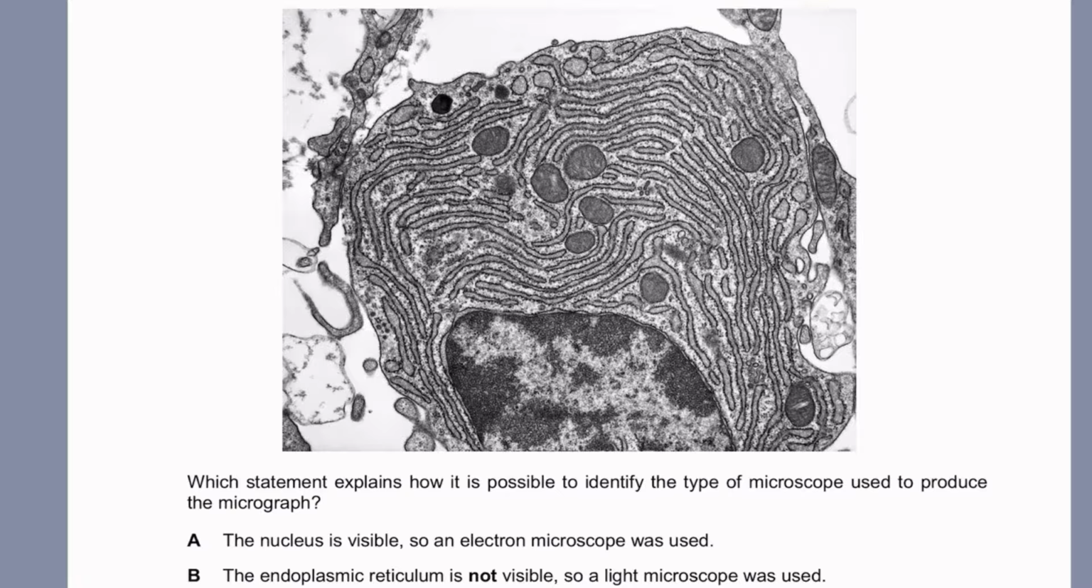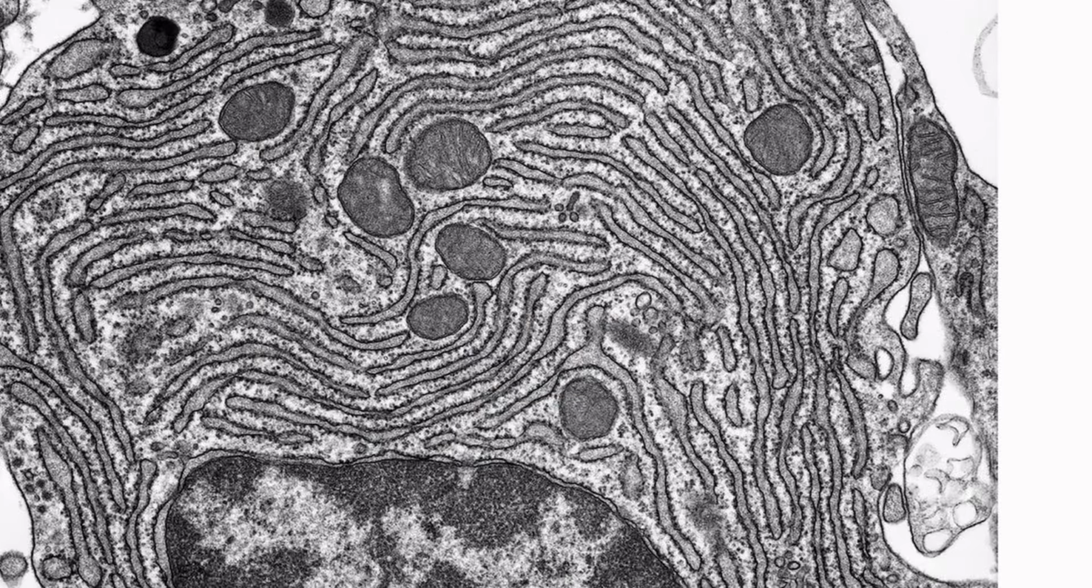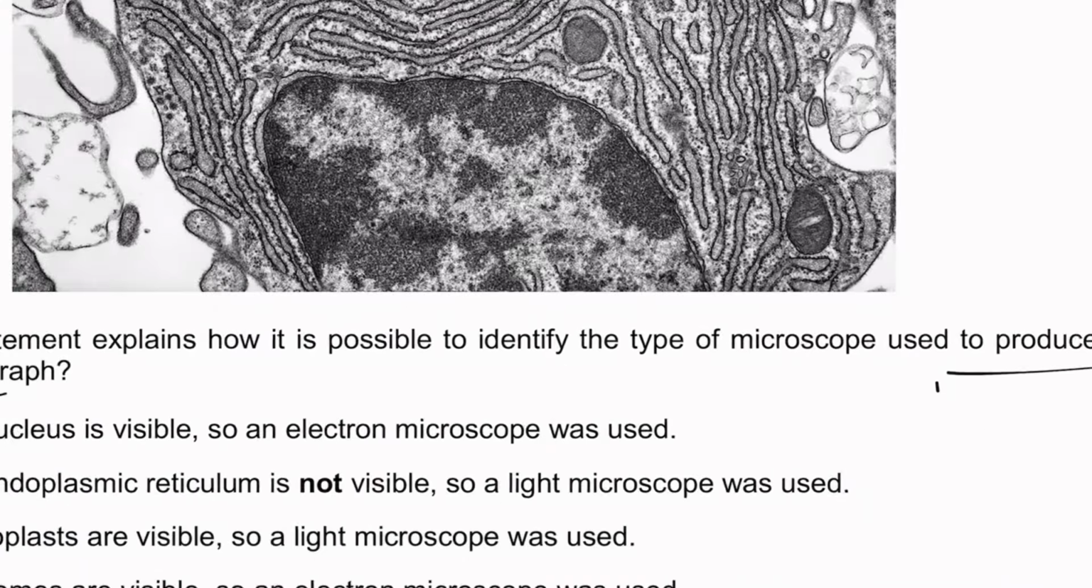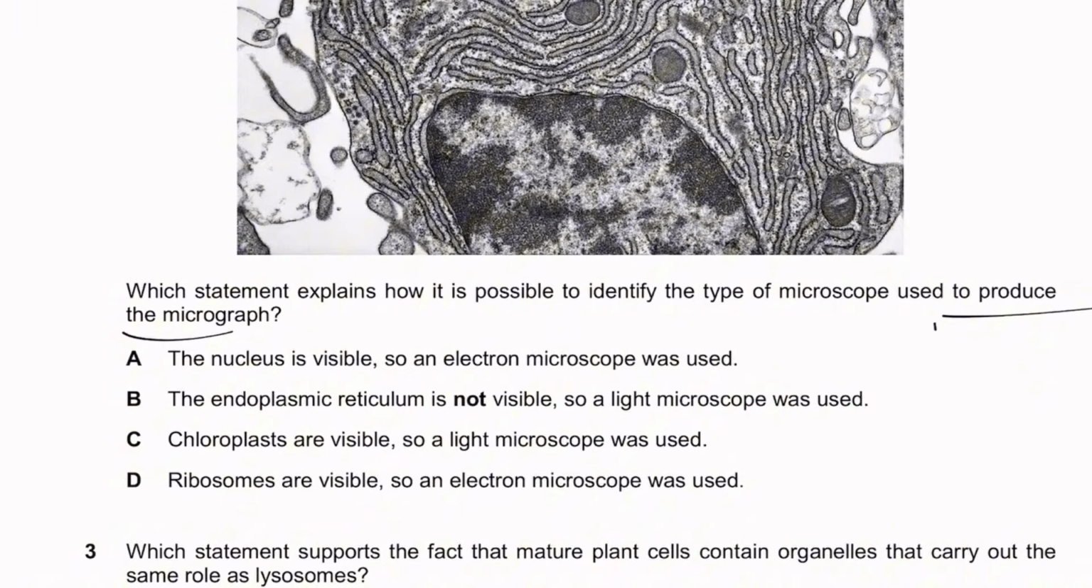Okay, a cell is shown in the micrograph. Which statement explains how it's possible to identify the type of microscope used to produce a micrograph? Okay, so obviously here we're talking about an electron microscope, because we could see the endoplasmic reticulum, we could see the ribosomes on the endoplasmic reticulum, we could see the membranes of the mitochondrion, we could see a whole lot of things. So it's definitely not an image shown by the light microscope.